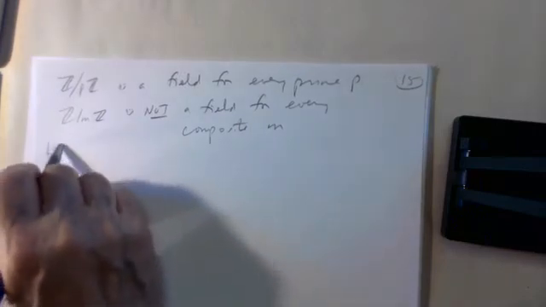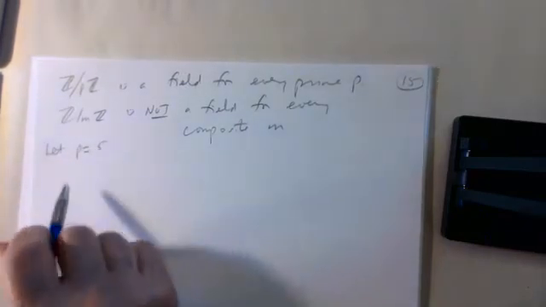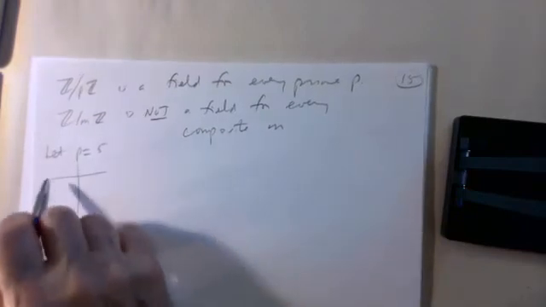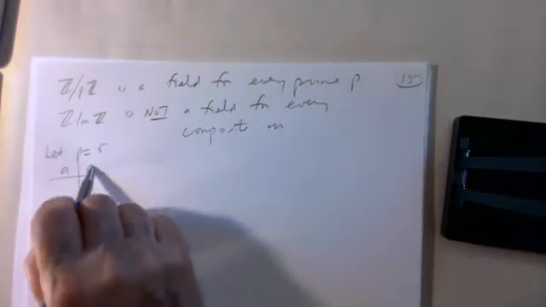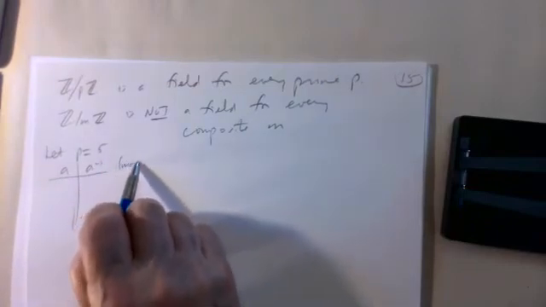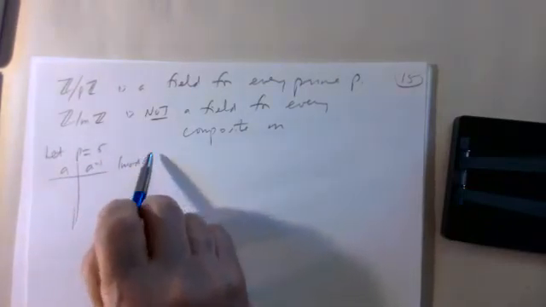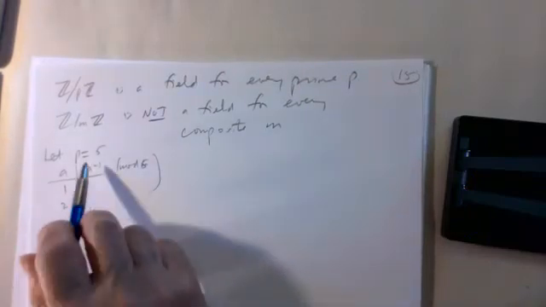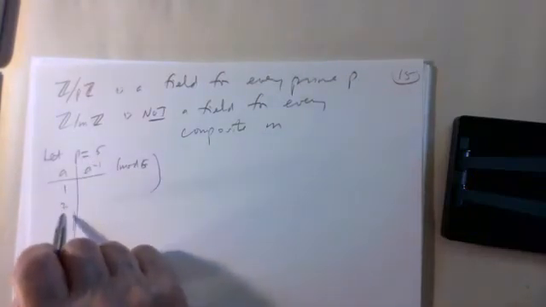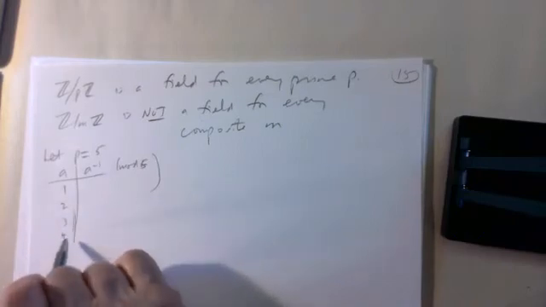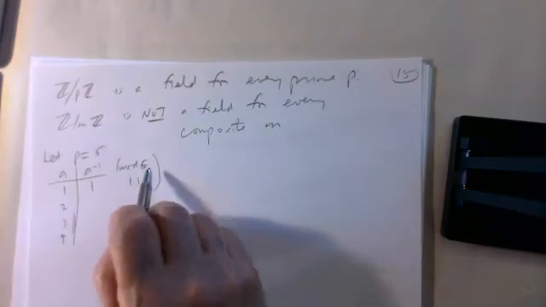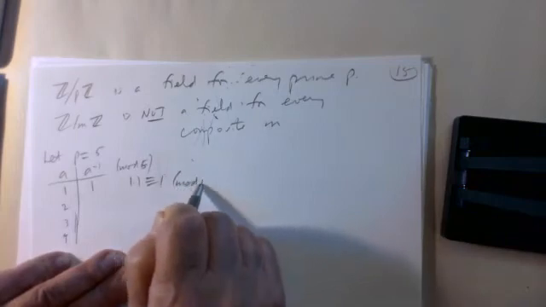So let's look at an example. Let's say we take p equal to 5. For each congruence class a, I want to find a inverse mod 5. So mod 5, there are 4 non-zero congruence classes, 1, 2, 3, and 4. What are the inverses? Well, the inverse of 1 is 1. 1 times 1 is congruent to 1 mod 5.